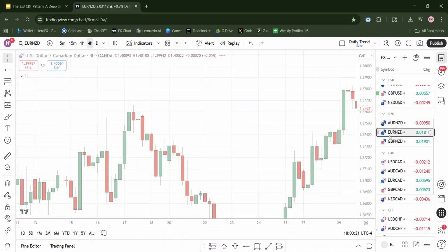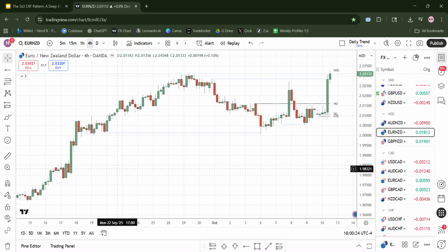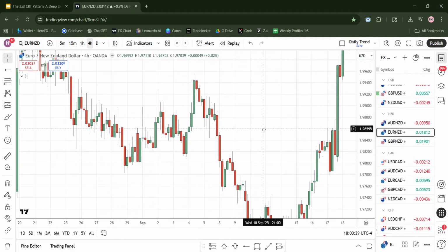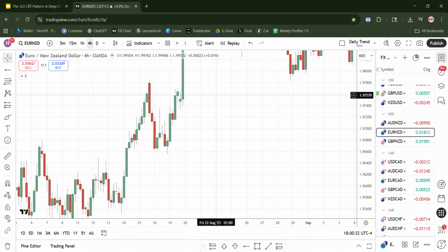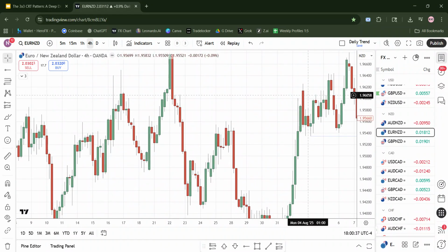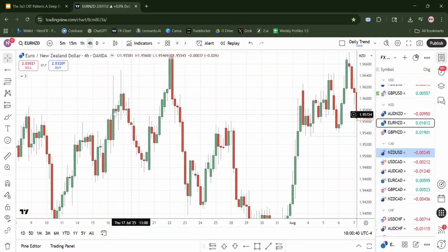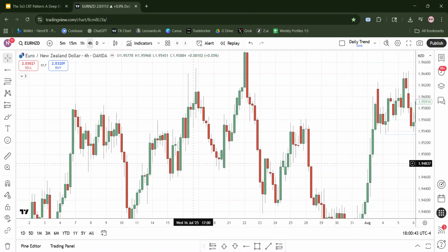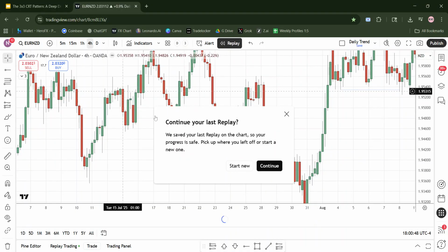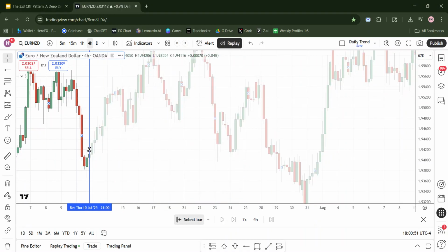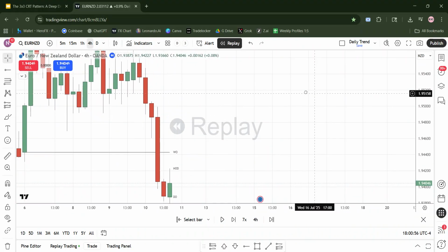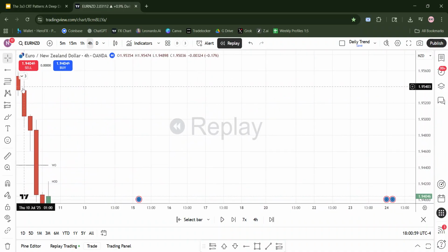Let's try Euro New Zealand. Okay, we're still on the 4-hour chart. I'm looking for a long example, so I'm going to see 3 strong red candles to the low. Let me get rid of this. Okay, I think I got a winner. Hold on. Let's see what we got here. I could be wrong, but we'll check and see. And what do we got?